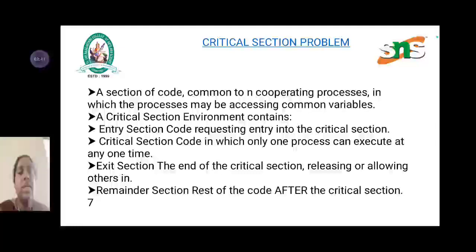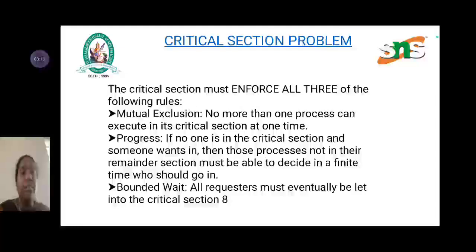A critical section is a section of code common to n cooperating processes in which the process may be accessing common variables. A critical section environment contains the entry section, code requesting entry into the critical section. Critical section, code in which only one process can execute at any one time. Exit section, the end of the critical section, releasing or allowing others in. Remainder section, the rest of the code after the critical section.